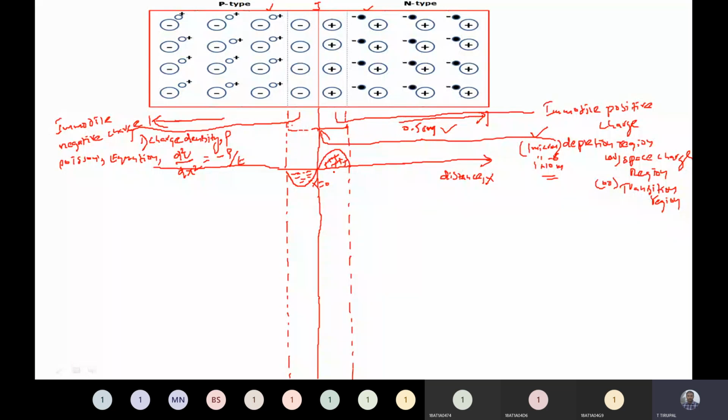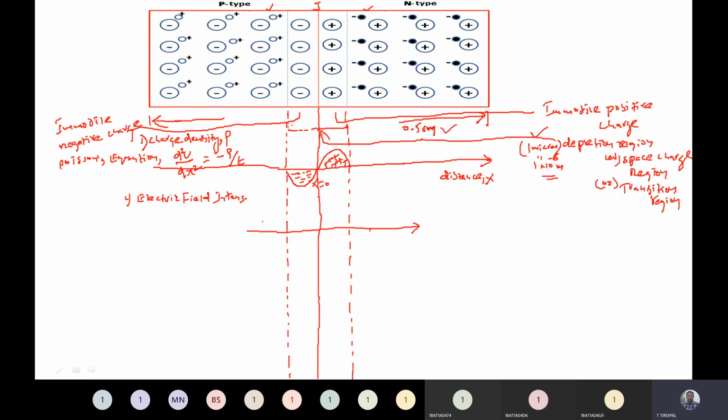Okay. Now, let us see the second point here, which is called electric field intensity. You might have already learned all this in EDC. Second point, let us see, this is the distance, and the second characteristic is called electric field intensity.